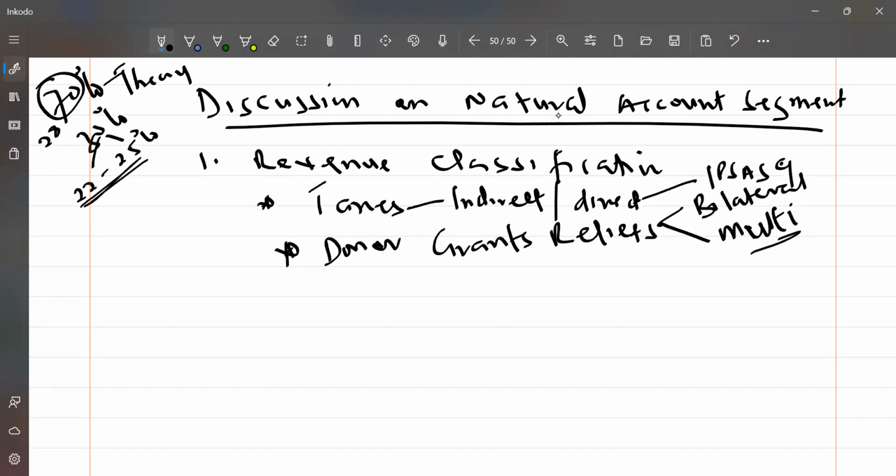So the next one is also a form of revenue for the government of Ghana. The next one is other revenue. What is other revenue? Other revenue are all the revenues received from the subvented entity and the local government. So we call it IPSAS 23. What is IPSAS 23?